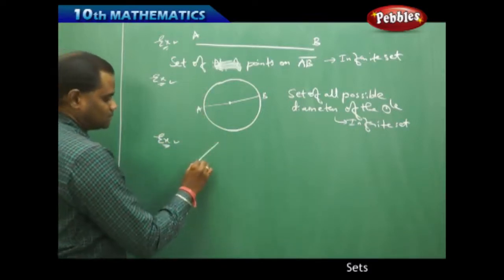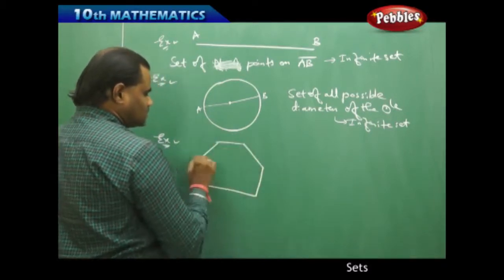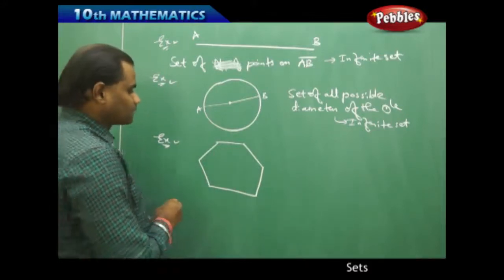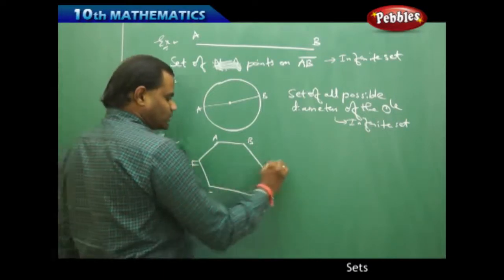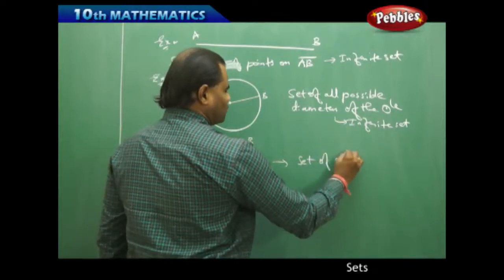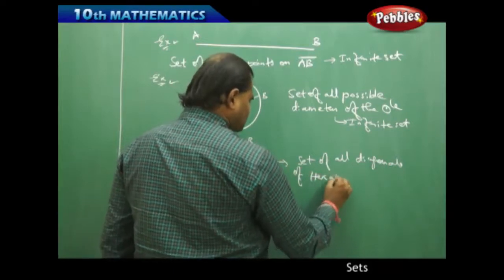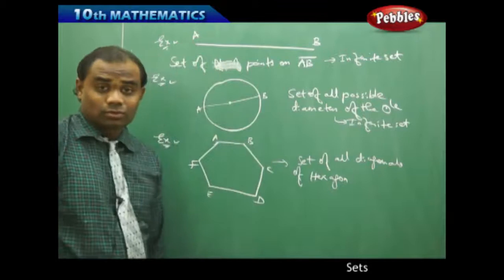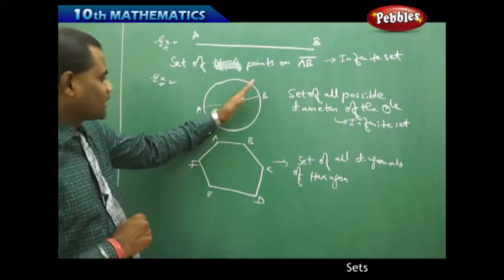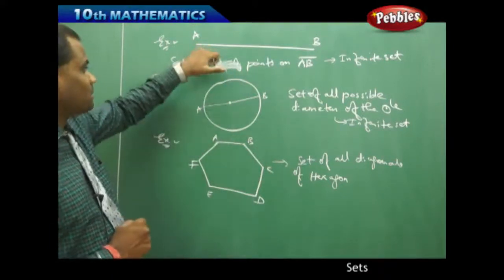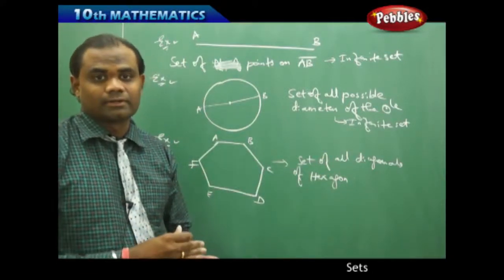If I take this hexagon, a six-sided figure, my question is: will the set of all diagonals of a hexagon also be an infinite set? No, this will be a finite set because I can draw infinitely many diameters on the circle. I can pick infinitely many points on the line, but I cannot pick infinitely many diagonals. The diagonals are restricted and they're countable.